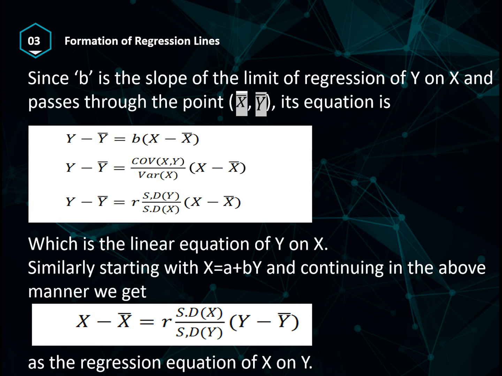Similarly, if we start with x equal to a plus b y, taking x as the dependent variable and y as the independent variable, and b is slope, a is intercept, and continuing in the same manner, we are going to get the x on y equation as x minus x bar is equal to r into standard deviation of x by standard deviation of y into y minus y bar. This is how to form the regression lines.